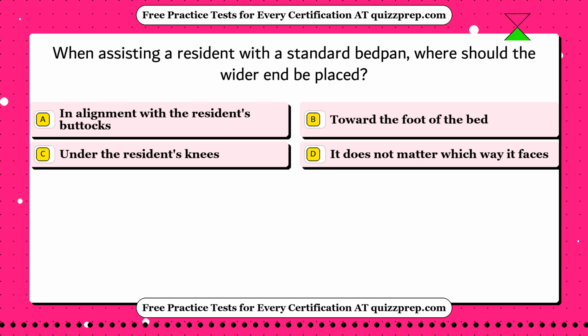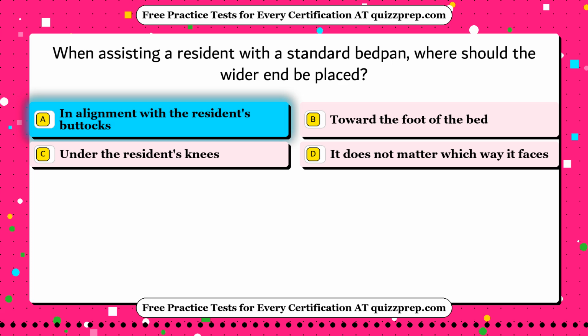When assisting a resident with a standard bedpan, where should the wider end be placed? Option A, in alignment with the resident's buttocks. Option B, toward the foot of the bed. Option C, under the resident's knees. Option D, it does not matter which way it faces.